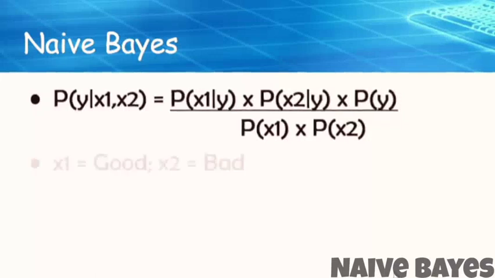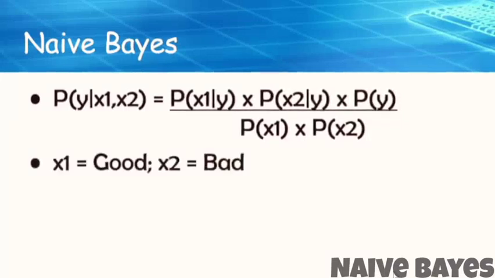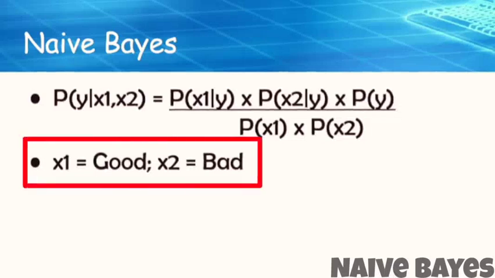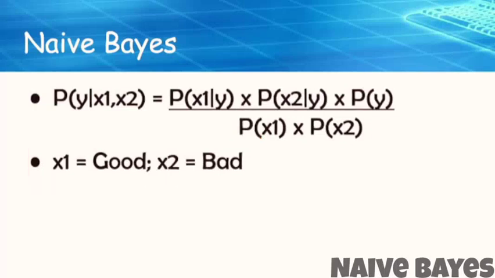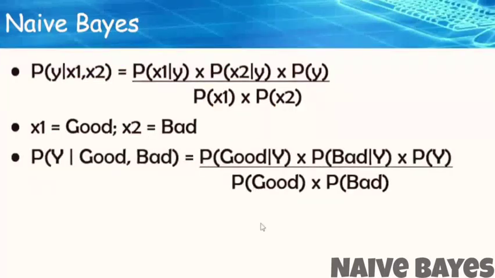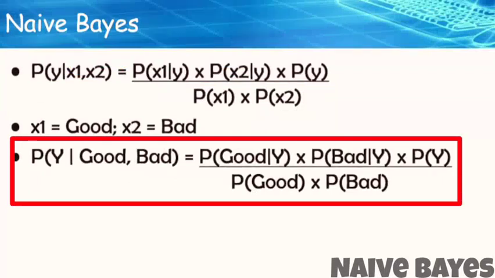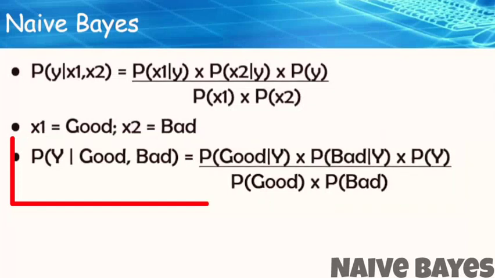We'll see this with respect to an example. Here we'll consider x1 as good and x2 as bad, so positive or negative or something like that. So the probability of y given good, bad will be equal to the probability of good by y, the probability of bad by y, into the probability of y, divided by the probability of good into the probability of bad.